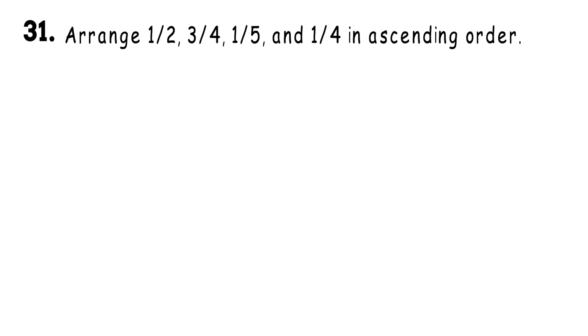Question 31. For question 31, we are supposed to arrange 1 over 2, 3 over 4, 1 over 5, and 1 over 4 in ascending order. The easiest way to compare multiple fractions is to convert them to their decimal form. These fractions here are common fractions that you have to memorize their decimal forms.